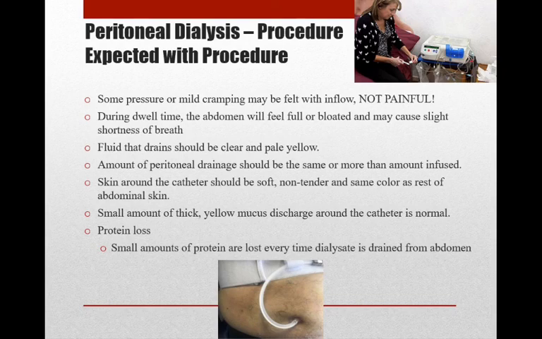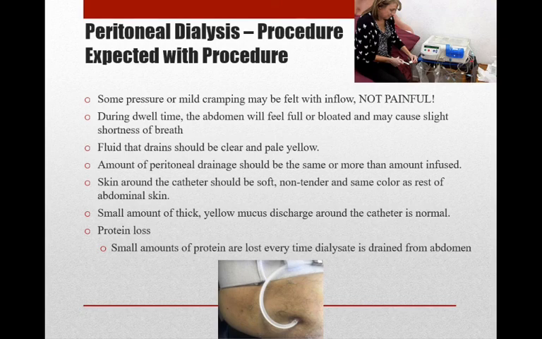Skin around the catheter should be soft, non-tender, same color. The picture on the bottom is a picture of it going in. It does not look like a stoma. It's just a catheter inserted into the abdomen. It should not be red. It's okay to have a little bit of mucus discharge around the catheter. That's just white blood cells kind of coming to the surface and checking things out. But there should be no redness, swelling, tenderness, or pain. No pain with peritoneal dialysis is normal.